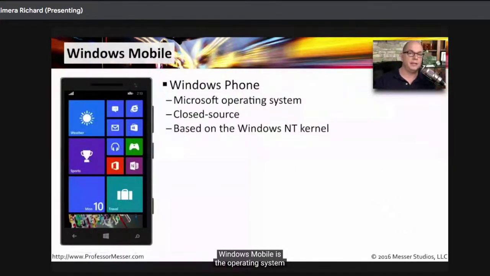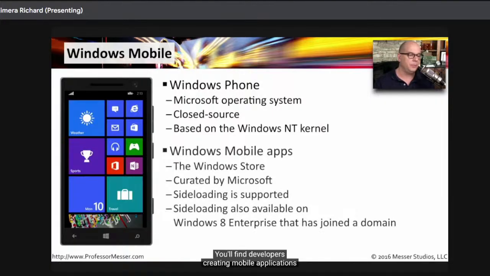Windows Mobile is the operating system that you will see on the Windows Phone. This is a Microsoft operating system, and it is closed source. You do not have access to the source code for Windows Mobile. It's based on the Windows NT kernel. You'll find developers creating mobile applications and providing them on the Windows Store. This is a store that is curated exclusively by Microsoft, although there is side loading you can do so that you can load applications onto the phone from other sources other than the Windows Store.